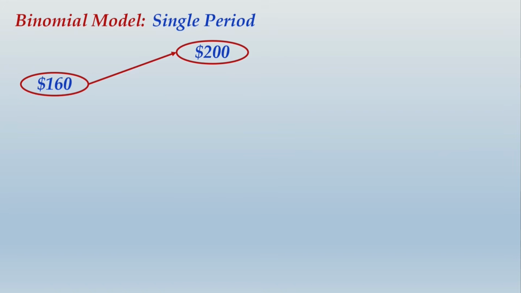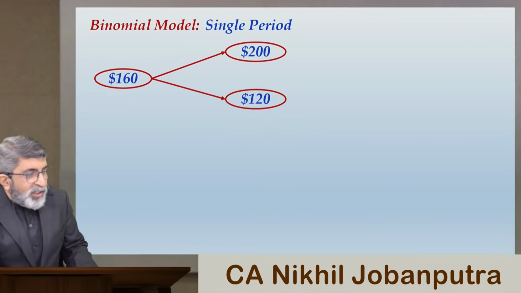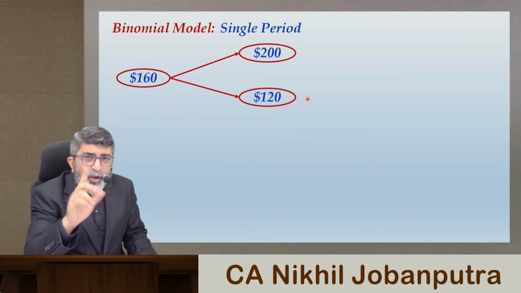The single period binomial option valuation model starts with the spot price at present, that is $160. The up move will take it up to $200 by the end of the period, and the down move will take it down to $120 by the end of the period. So look at one thing. What was the exercise price of the call and put option? The exercise price of the call and put option in this case was $180.